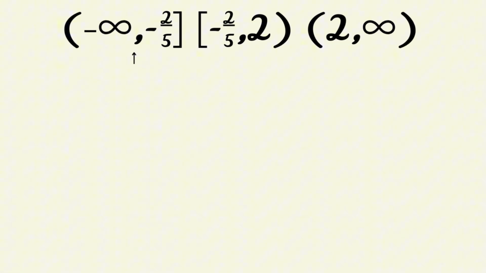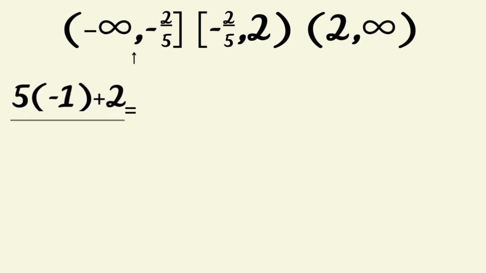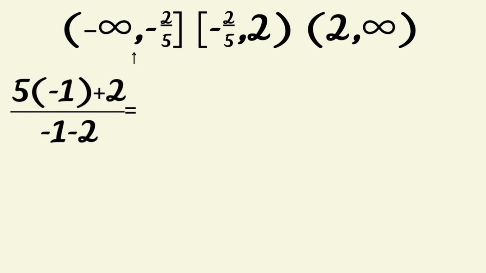For negative infinity and negative 2 over 5, we will use negative 1. 5 times negative 1 plus 2 over negative 1 minus 2 is going to be negative 3 over negative 3. Negative 3 over negative 3 becomes positive 1. The answer 1 is greater than 0, so this is part of the solution.